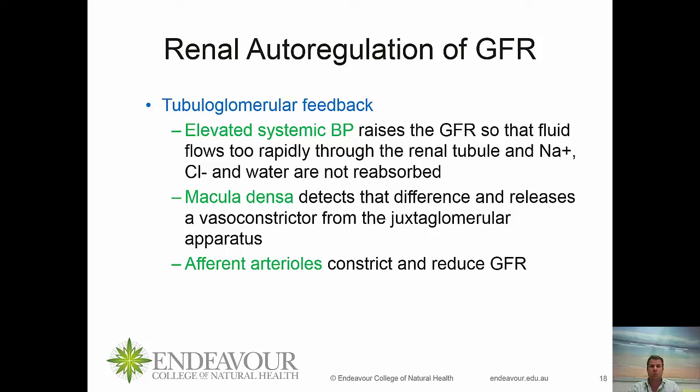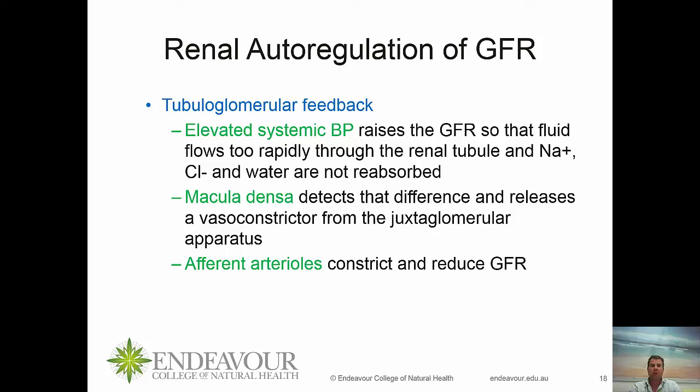It's that system whereby the afferent arteriole comes very, very close to the ascending loop of Henle. Okay? And if the ascending loop of Henle senses that there's a big increase in flow past it, it releases factors from the macula densa cells that vasoconstrict the afferent arteriole. And if we vasoconstrict our afferent arteriole, it reduces our GFR back.